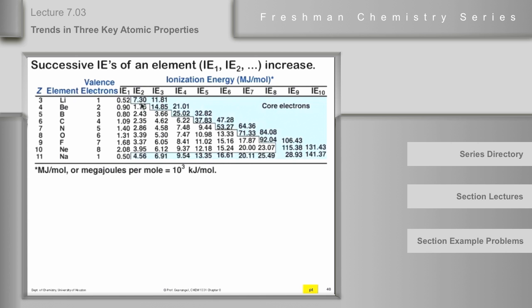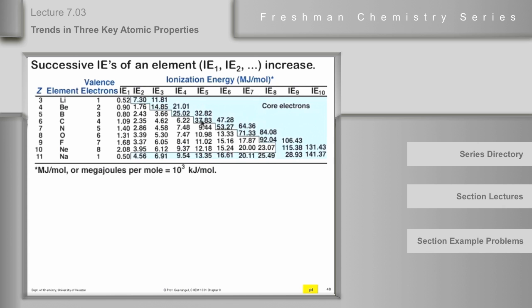So as you look at these values here, if we go to beryllium, it has 2 valence electrons. So we have 0.9 for the first one, 1.7 for the second one, roughly, about twice. And then all of a sudden, it jumps, not quite 10 times, but it jumps a whole bunch. The lesson to be learned, when you look at successive ionization energies, for example, for carbon, you have 1.09, 2.35, 4.62, 6.22, bang, 37.83. That's the first core electron.